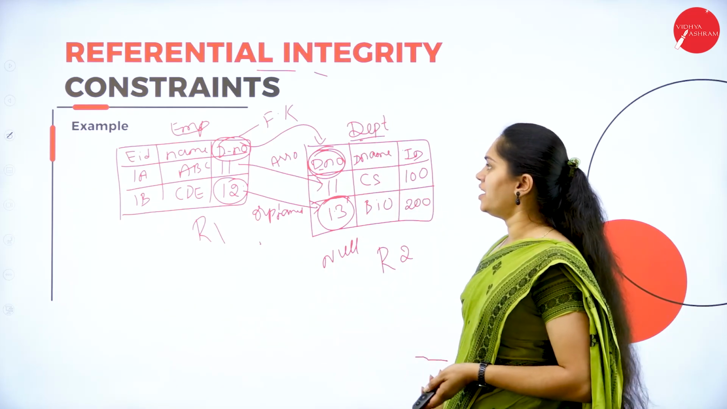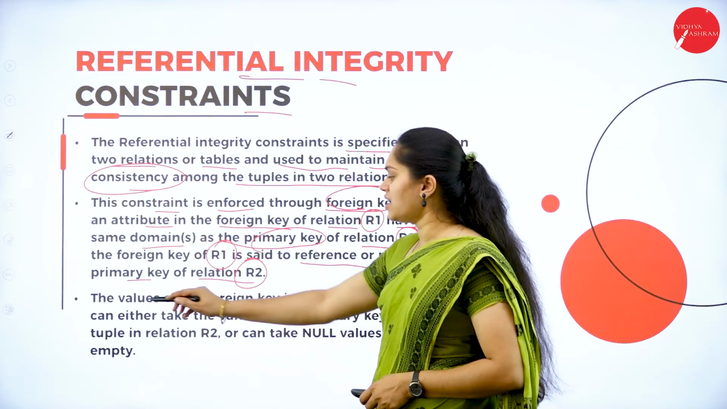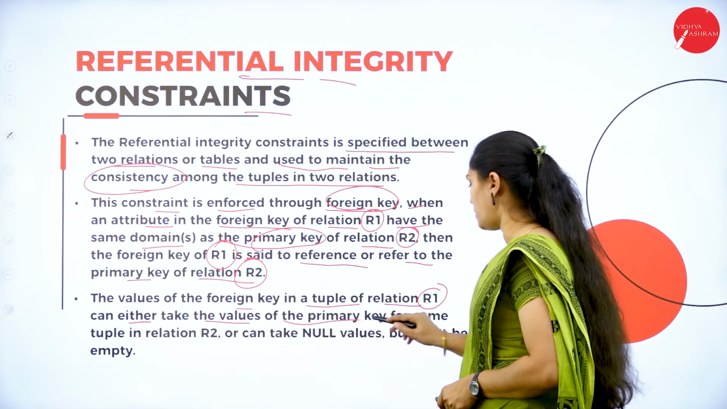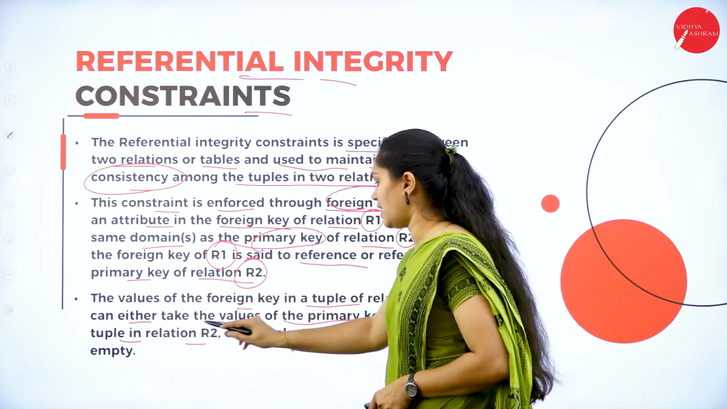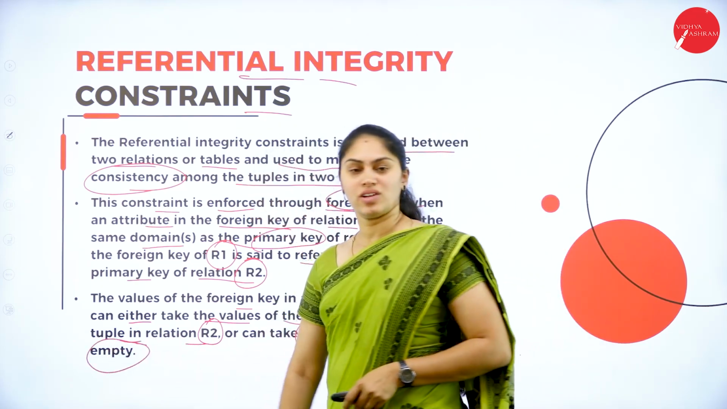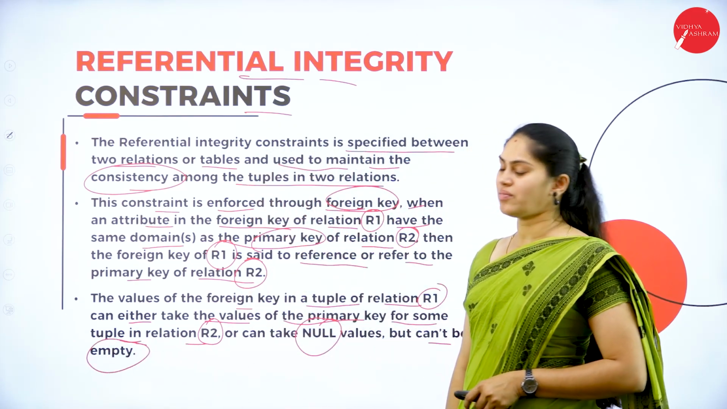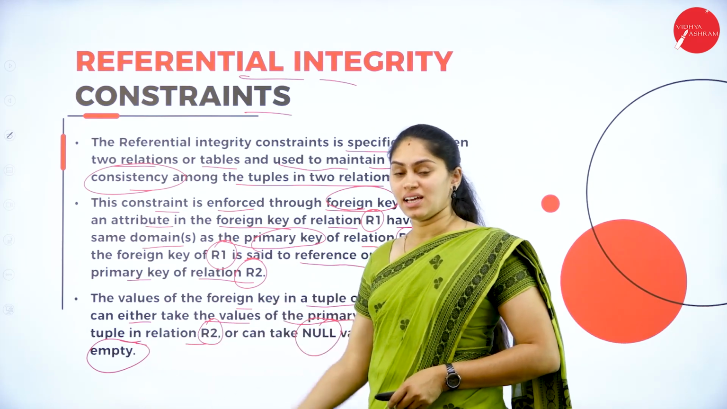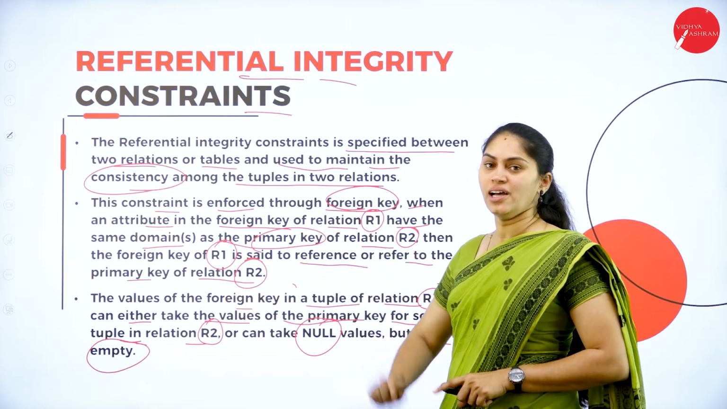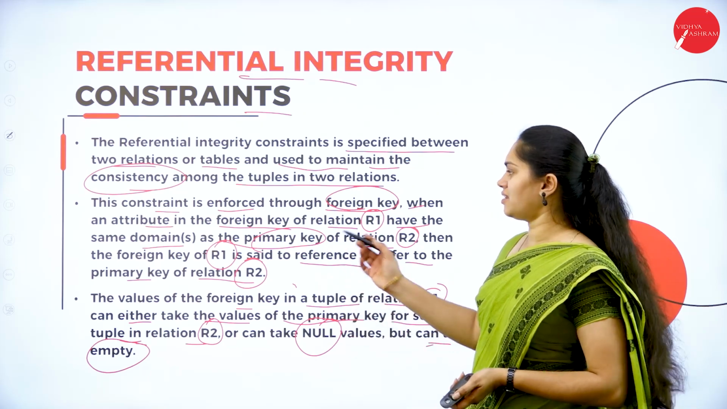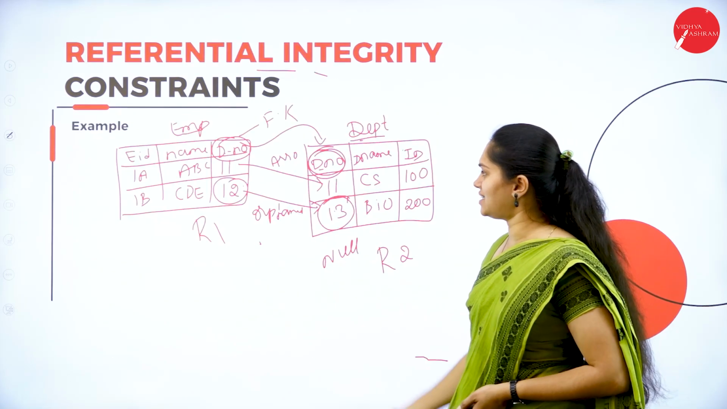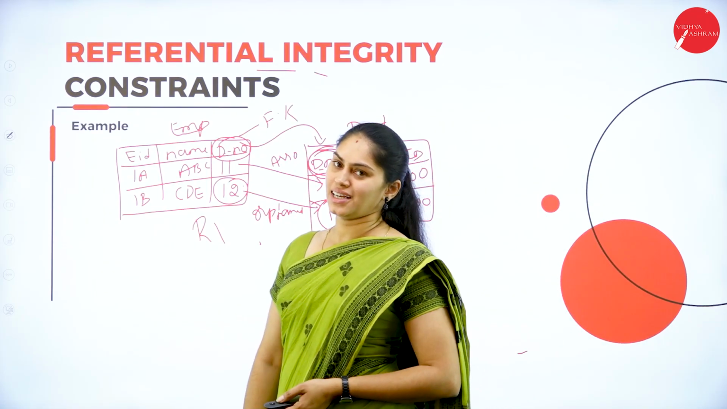Then we call that the referential integrity constraint. The value of the foreign key in a tuple of relation R1 can either take the values of the primary key of some tuple in relation R2, or it can be a null value, but it can't be empty or any other value which is not in the primary key of the other table. Then this ensures the referential integrity constraint. I hope I made it easy for you to understand this referential integrity constraint.